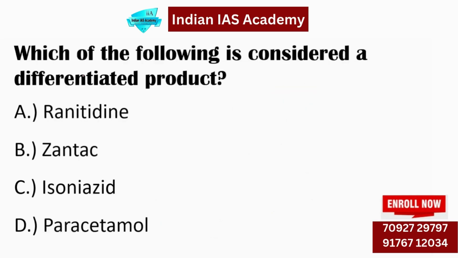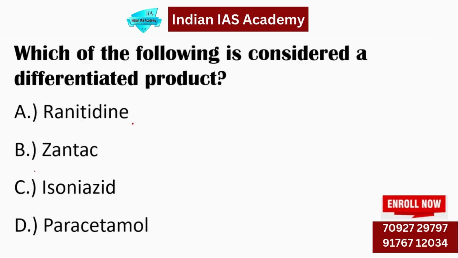Which of the following is considered a differentiated product? From the options given, we have to select the odd one out. The options are ranitidine, Zantac, isoniazid, paracetamol. If we closely observe, Zantac is a brand name, whereas ranitidine, isoniazid and paracetamol are chemical or generic names of drugs. So the odd one out is Zantac only. So Zantac is the right answer.